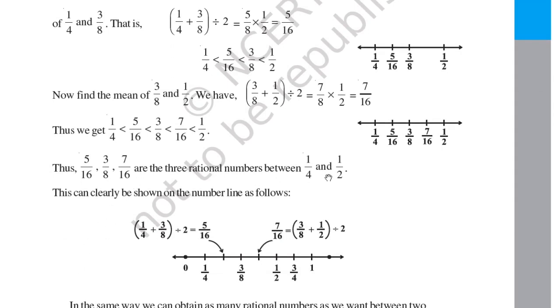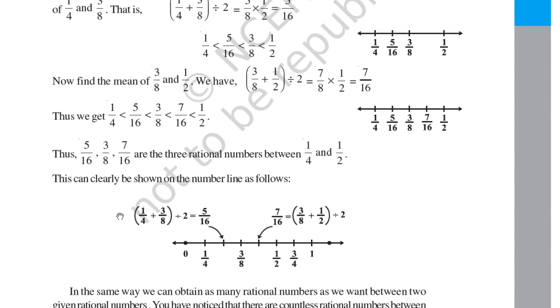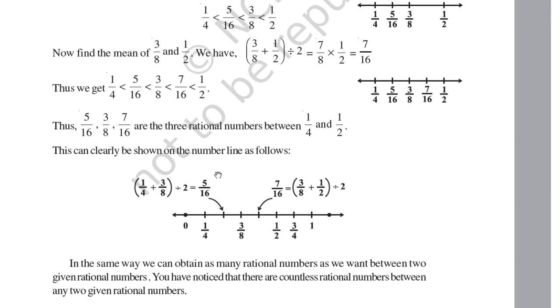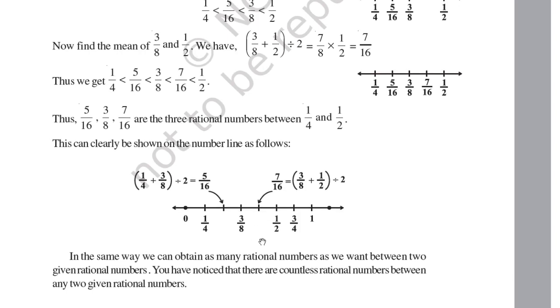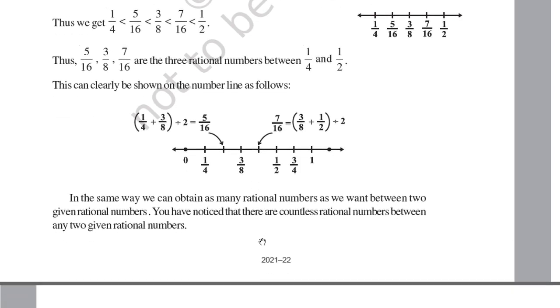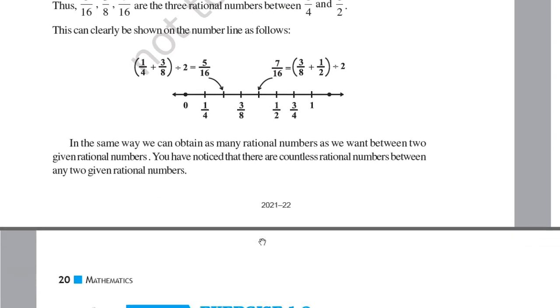This can be clearly shown on the number line, as you can see. They can be shown on the number line, this will be 5 by 16 and this will be 7 by 16. Very easy. In the same way we can obtain as many rational numbers as we want between two given rational numbers.